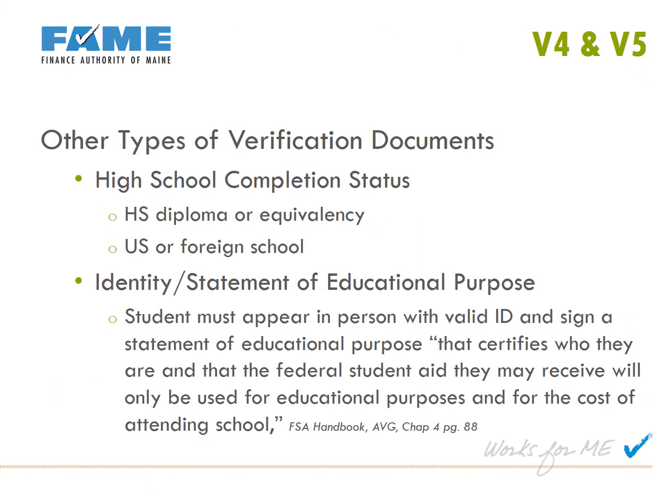Okay, so now let's look at V4 and V5. These are students who have to verify that their high school completion status, where they got their high school diploma or equivalent, matches what's on the FAFSA. So we have to get a copy of that, either the diploma, or we need a transcript from the high school saying when they graduated. Maybe we need a copy of their HiSET or GED, something from a foreign school that says when they graduated, and we need to verify what's on the FAFSA.